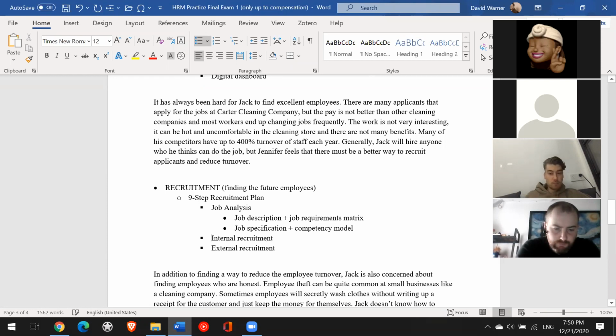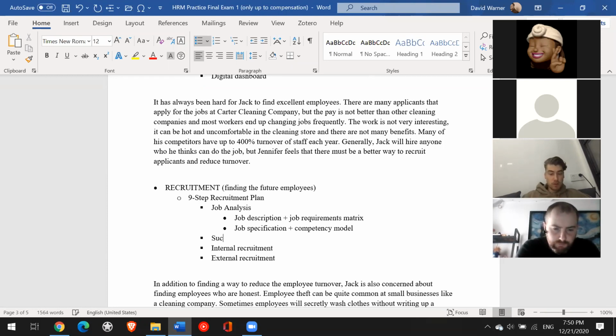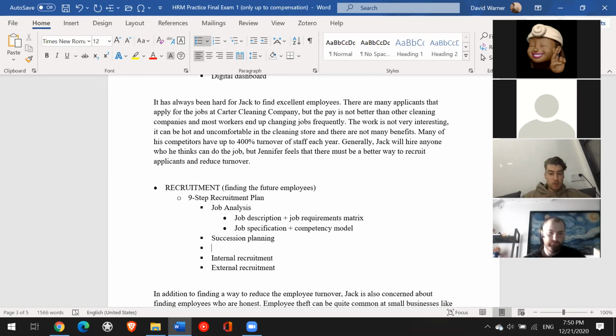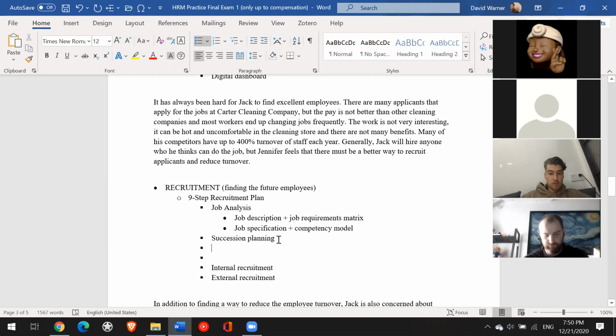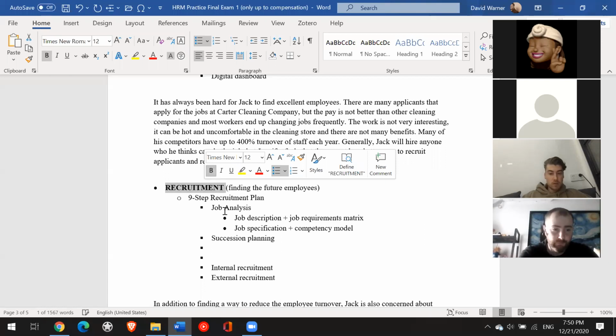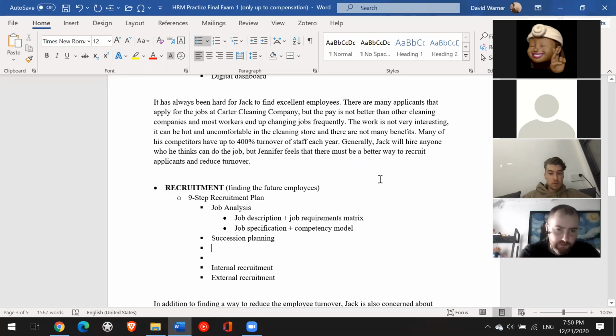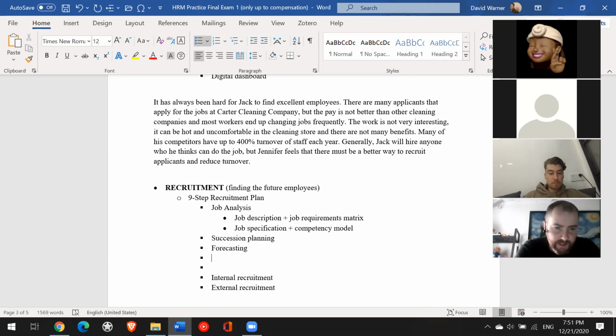After that is succession planning. What's succession planning? Ethan, you want to tell me what's succession planning? That is finding replacements for managers, the next in line to be a manager? Good. Then what's forecasting? That's seeing what will become available, what is going to be happening in the future. Where do we need to prepare for new employees or new managers? Sure, and also how many people will we need?